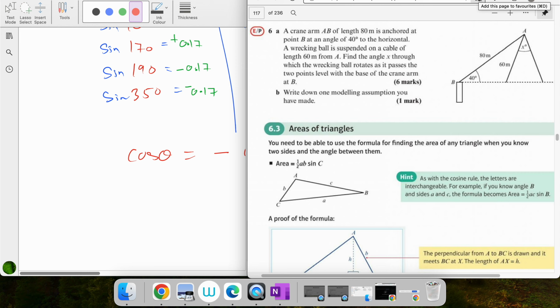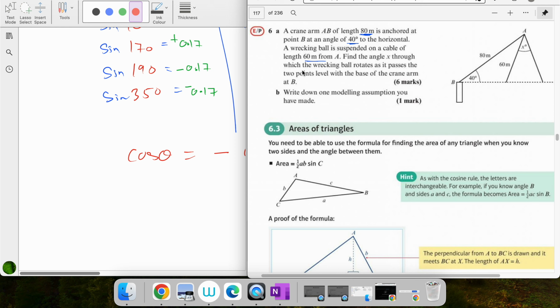Question number 6. A crane arm AB of length 80 meters is anchored at a point B at an angle of 40 degrees to the horizontal. So we can see A, we can see B. This is 40 degrees, that is 80 meters. A wrecking ball is suspended on a cable of length 60 meters from A. I can see that in the diagram.